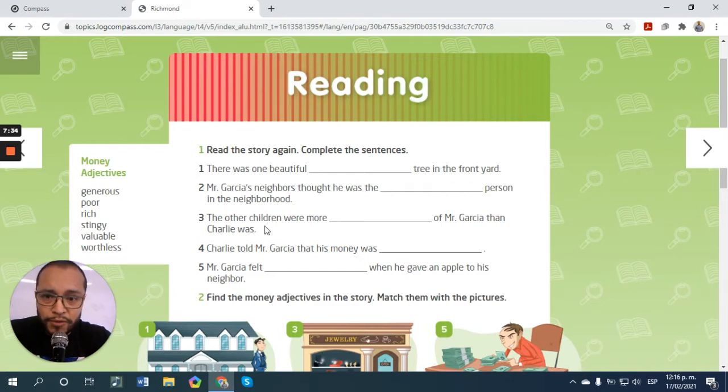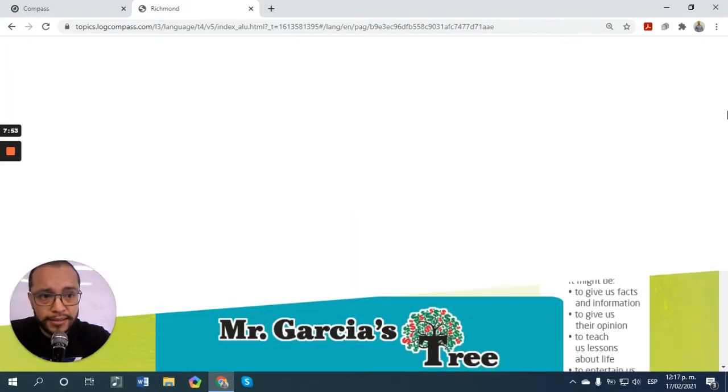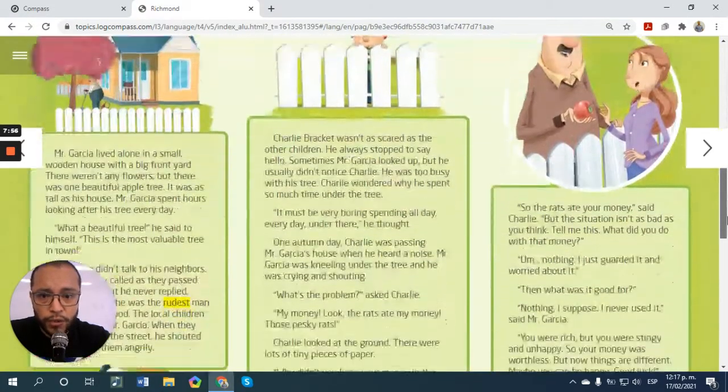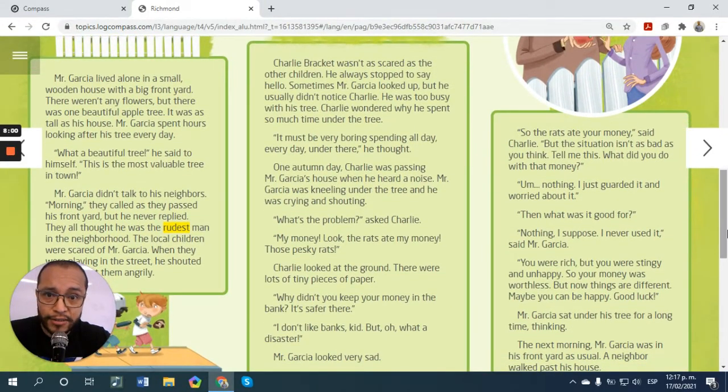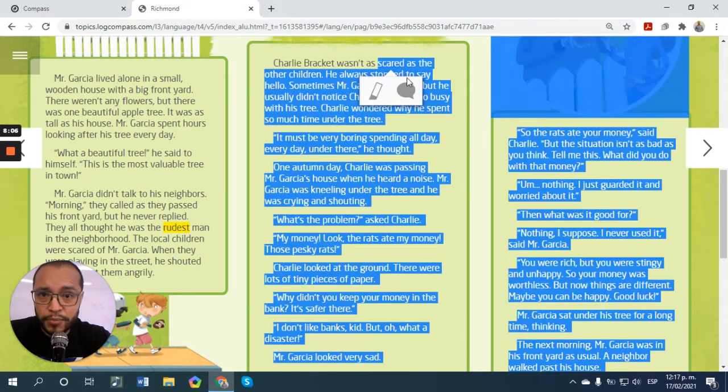Then it says here, the number 3, the other children were more of Mr. Garcia than Charlie was. Charlie was not scared of Mr. Garcia as the other children were. So we can say here the other children were more scared of Mr. Garcia than Charlie was. Let me show you again that word. You know that when you feel afraid of something or someone, you say you're scared of.